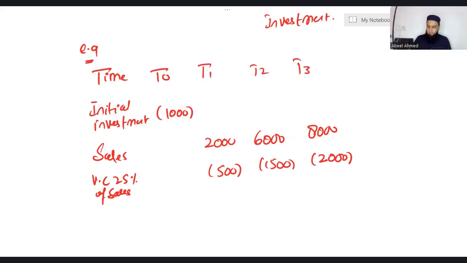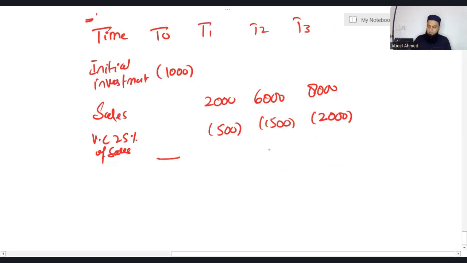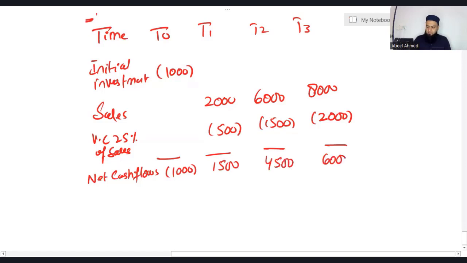Okay. Let's do the net cash flows: 1,000 negative, 1,500, 4,500, and 6,000. Okay. Now there's a very interesting point.